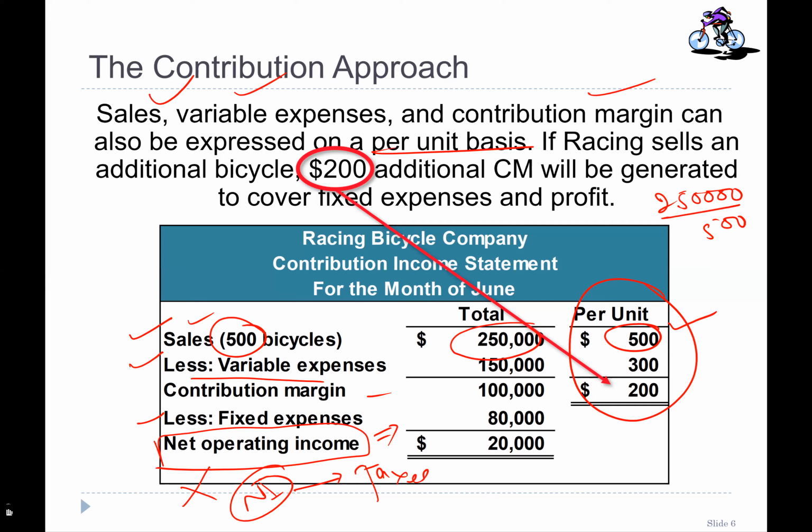And then we have 300, which is the variable cost. And how did we calculate that? So variable cost is 150,000 divided by the number of units, 500, and the answer is 300.